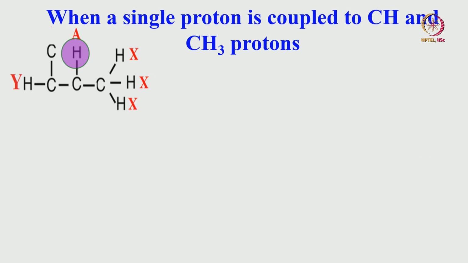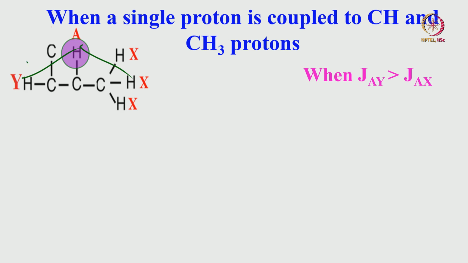We will take a few more examples. Now, I am considering a single proton coupled to CH and CH3 protons. What will happen? Extend the logic. Now, we are looking at proton A. I am putting a condition: Ay is larger than Ax. Like in the previous example, let us extend the logic.